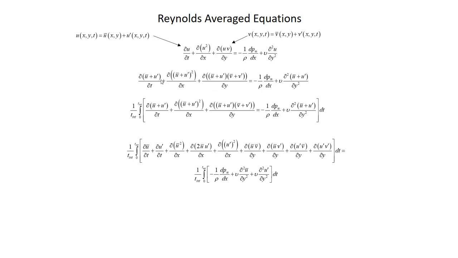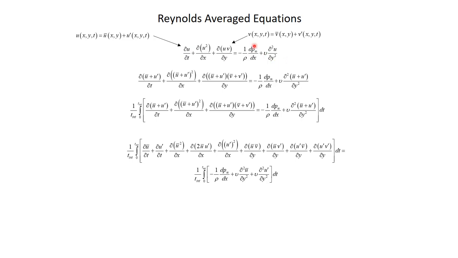Okay, so here's the equation that we're going to work with. We're going to do exactly the same thing we did before. So every place there's a u, we're going to introduce u is equal to u bar plus u prime, so the time averaged u velocity and then the fluctuating component. So that's several places inside of here.